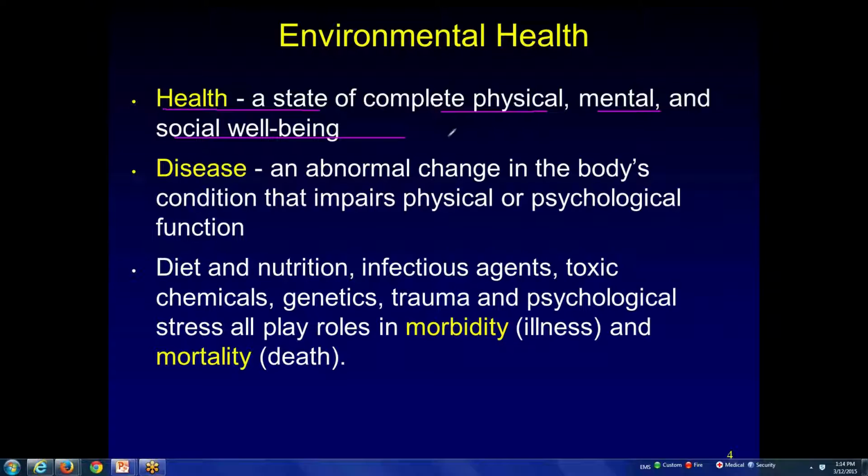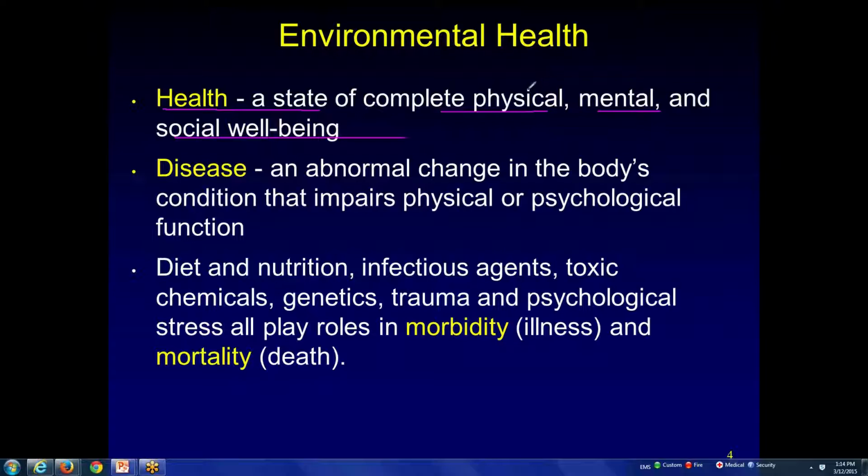And how many of you are in a state of health? None of us. None of us have achieved complete physical, mental, and social well-being. So we are all in a state of, you might call it disease, or say, less than health. We're all ill to some extent. We're not completely physically fine, right?